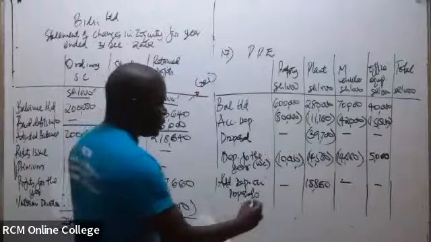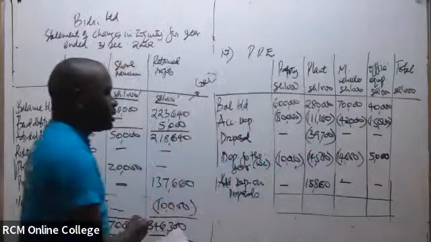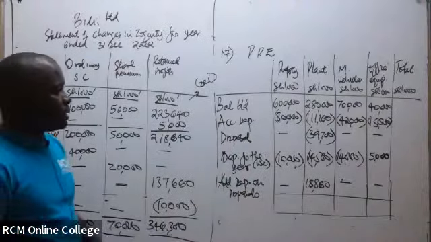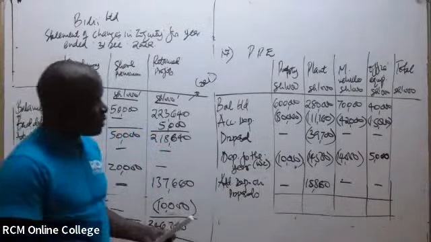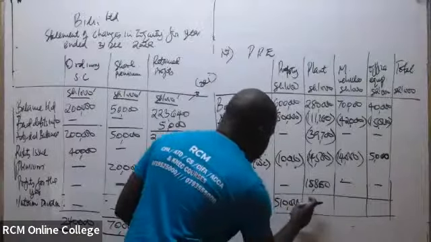I think those are the only items, so you can do the computation. Try to do the computation and tell me the figures down here. How much are you getting here? I think it is 510. Is it 510? This one is 510 million. What about here?